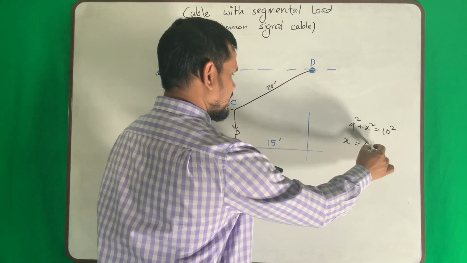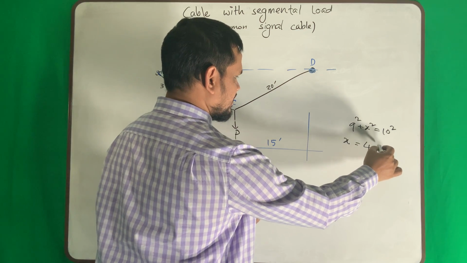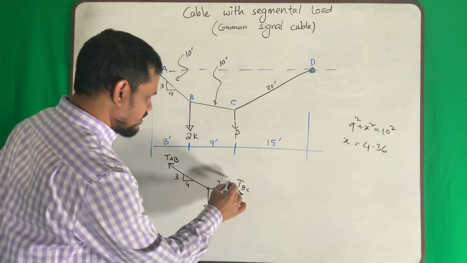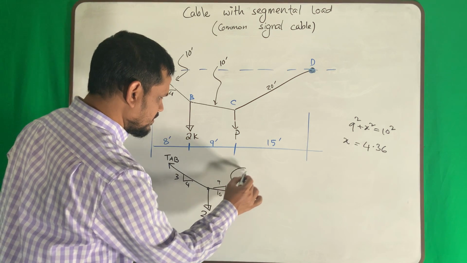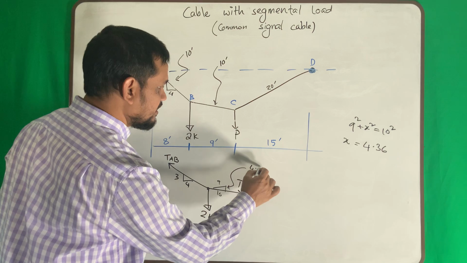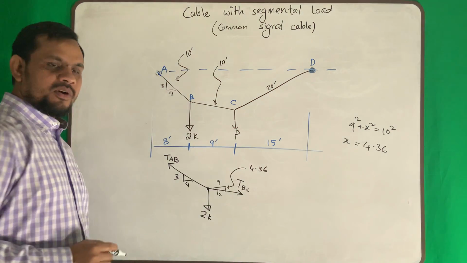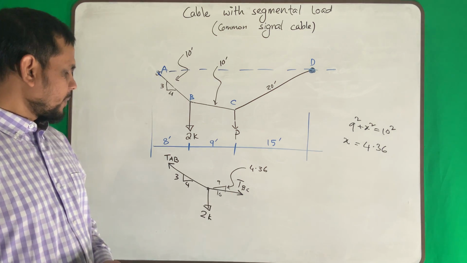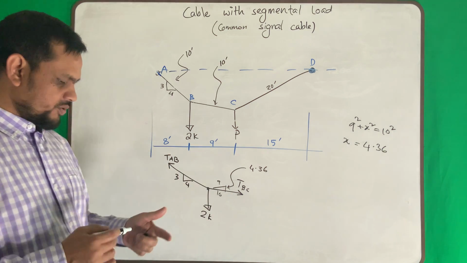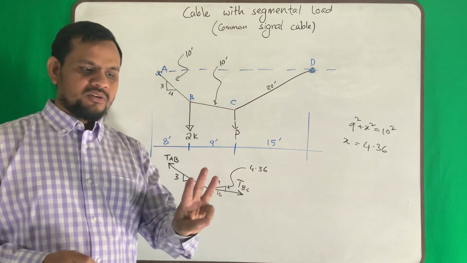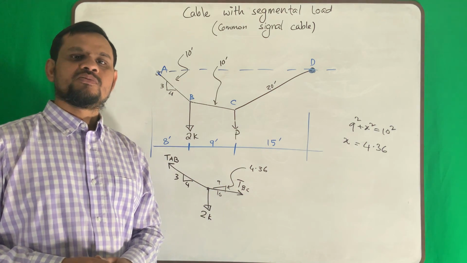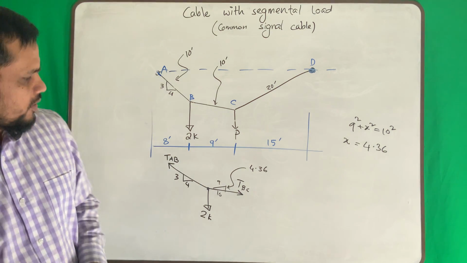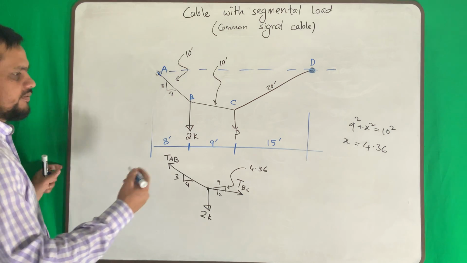X is 4.358, 4.36. So we got x equals 4.36. Okay, so we got the slope here, one unknown, two unknown. So now we can solve this with two force law. If there are two unknowns, we can solve it because we know summation of Fx is 0, summation of Fy is 0.